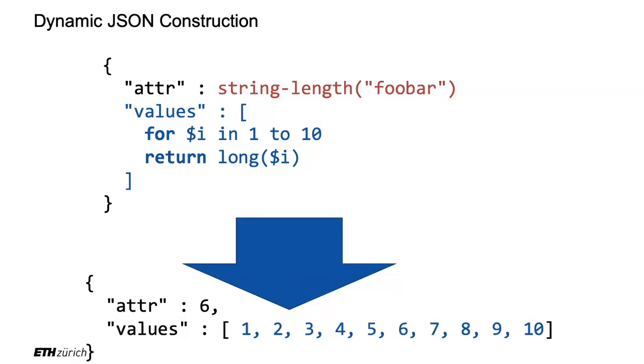And what's going to happen is that they will be evaluated, they will return something, and then you build JSON out of this. So it means concretely that the string length of foobar is going to be evaluated to 6, because there are 6 characters in foobar, and now the output will have a 6. And values, it's an iteration for $I in 1 to 10. So we evaluate long $I between 1 and 10. That's building a long integer. And then I have 1, 2, 3, 4, 5, blah, blah, blah, and I put them in an array. Now this is JSON in the output, right?